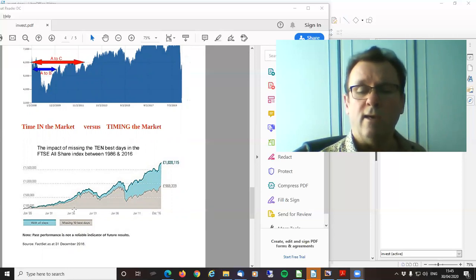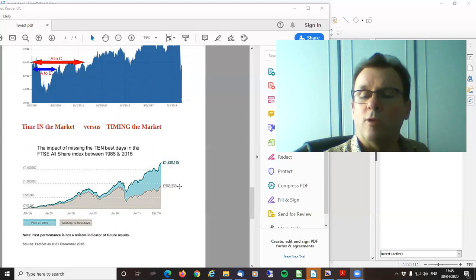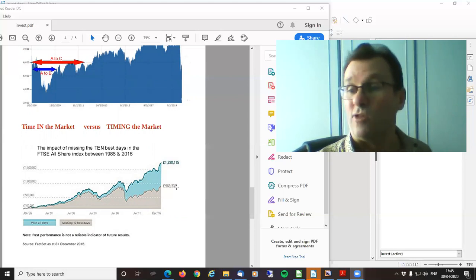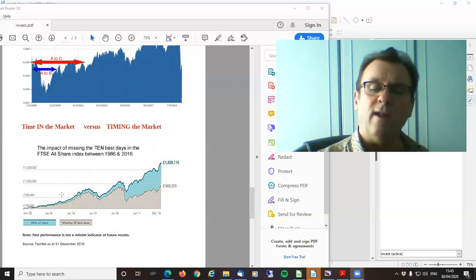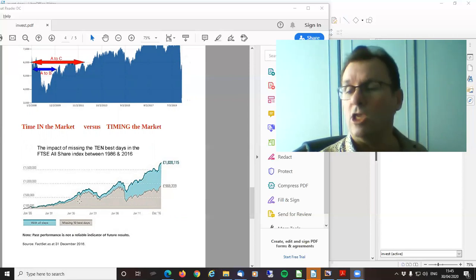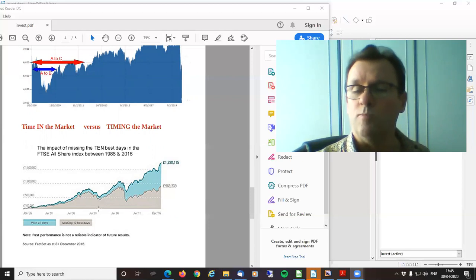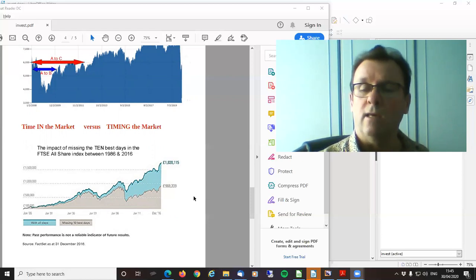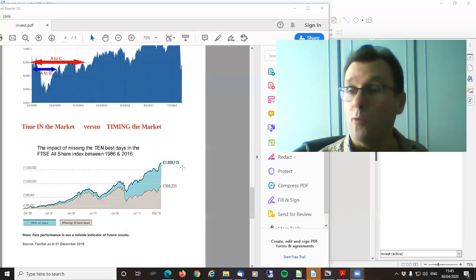The grey area shows you how your performance would have been. You see it's gone down a bit in the middle and gone up again and gone down. But this is for 100,000 invested in June 1986, and that would have been about 969,000 now if you'd done that. Well, obviously, not many people have caught that one. But if you'd left your money in the market instead of taking it out, and not missed those 10 best days, it would be almost double.